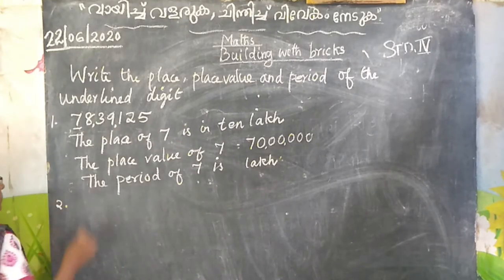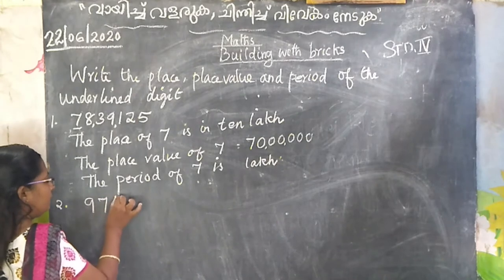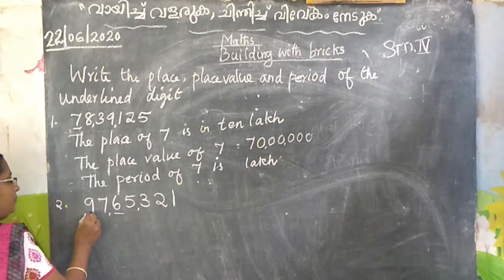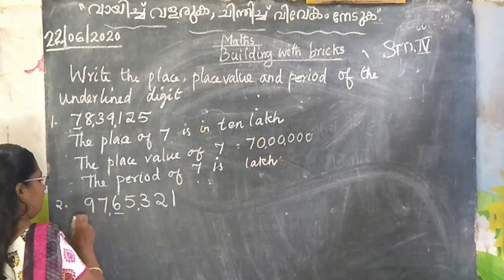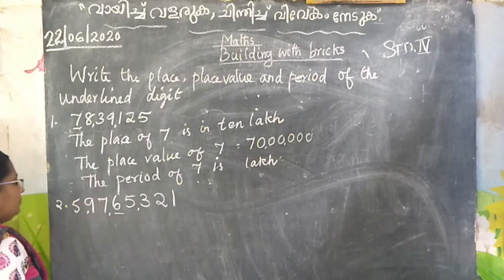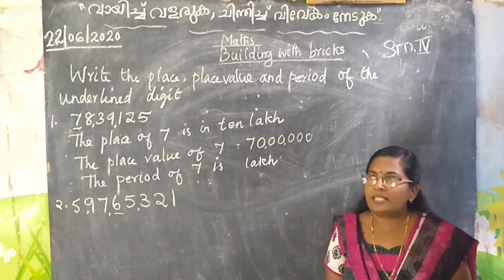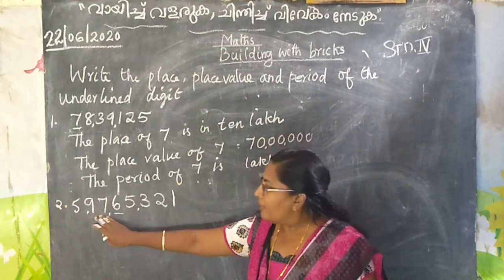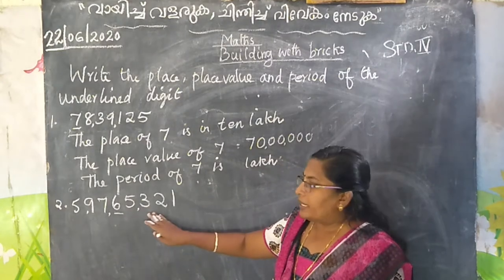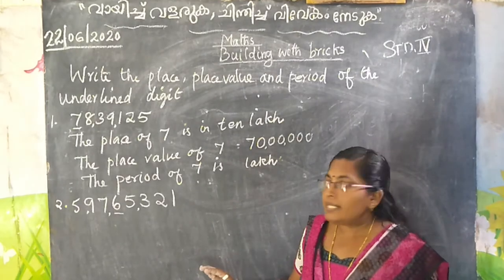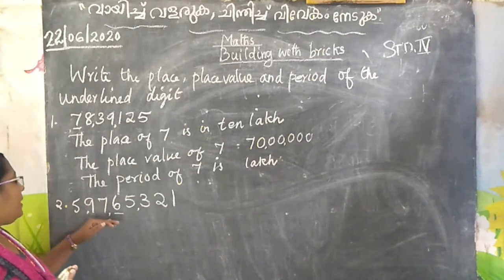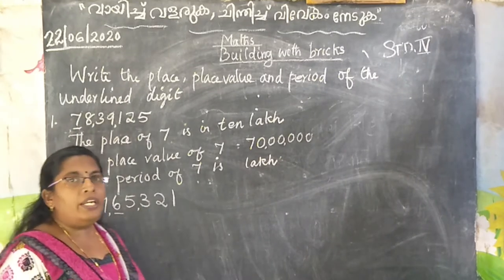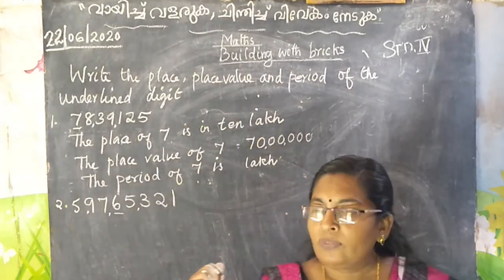One more question. How to read this number? 5 crore 97 lakh 65,321. See here, which number is underlined? 6.